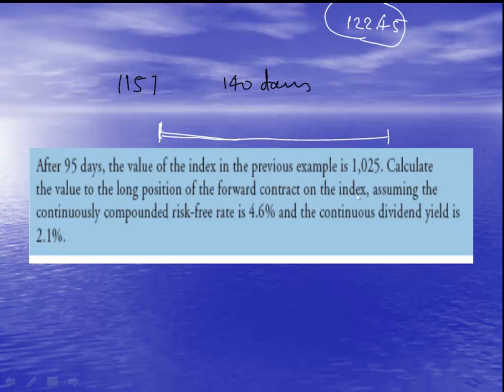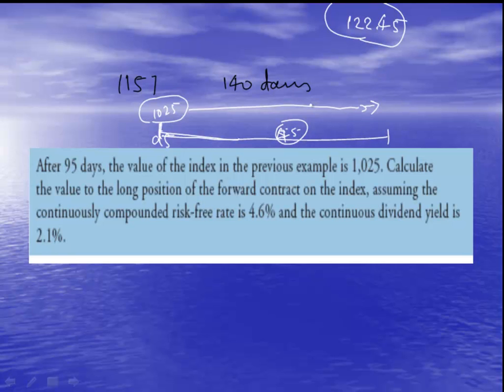Okay, let's do this together in case you haven't got this. Now see, even if you don't know any formula for this, the intuition is, I know that the current spot price is 1025. So using the current spot price, I can always find out, since I am at day 95, what would be a 45-day forward contract available. So let's do this together.